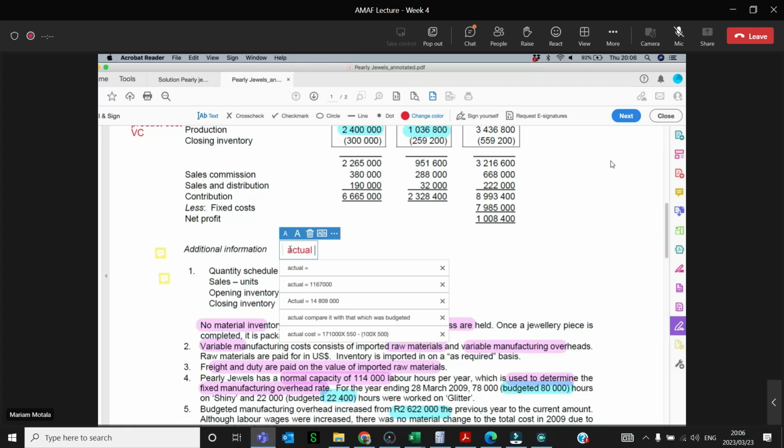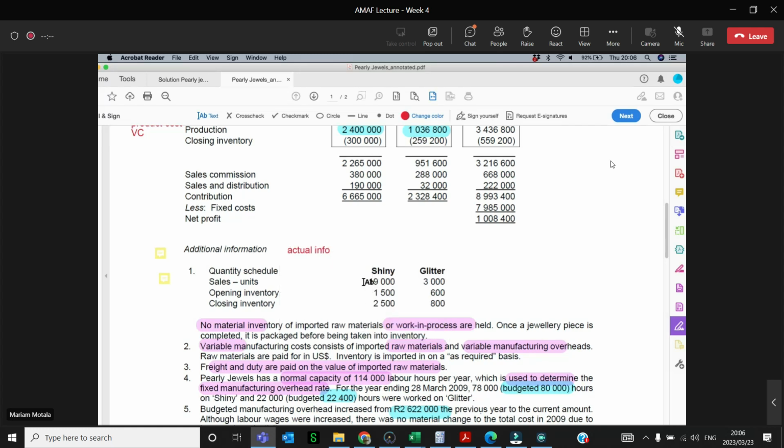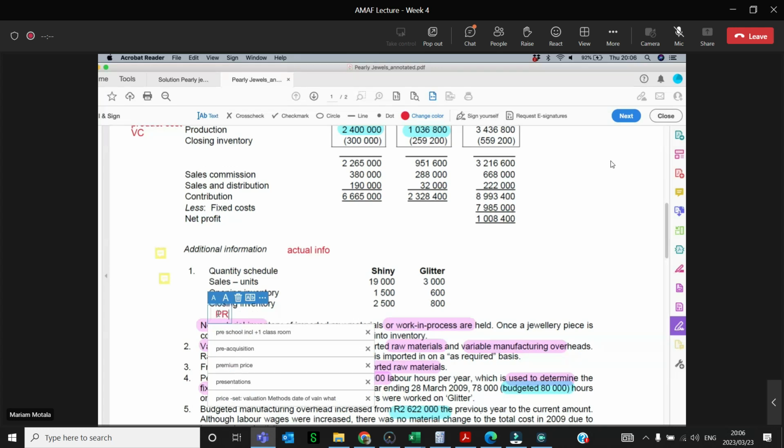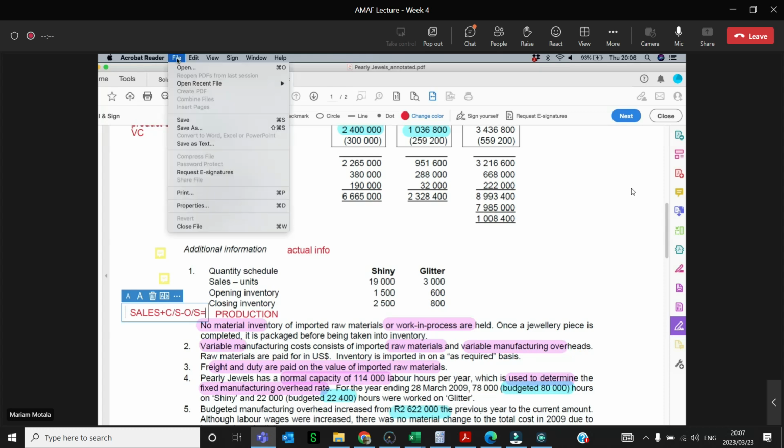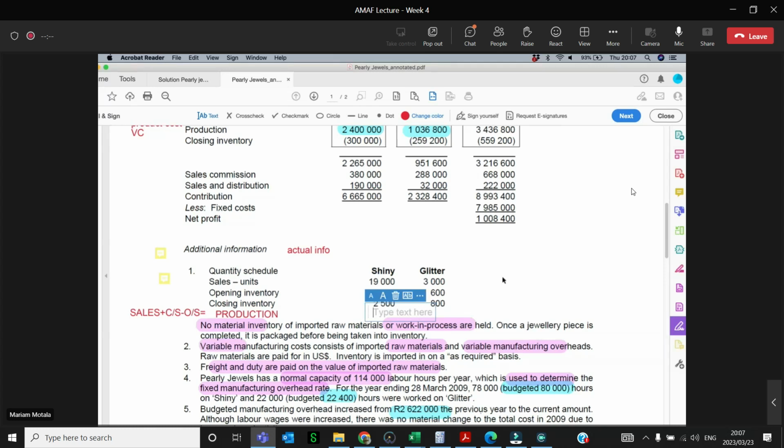So immediately now, if you go below and you look at the quantity schedule, now this is providing us the actual information. If it provides us the actual information, we have the sales, we have the opening inventory. What are we in a position to compute now? Production. So our production will be what? If we take our sales, we add our closing stock, and we subtract our opening stock, we'll be in a position to come up with our number of units of production at the end of the day. So 19 plus 2.5 minus 1.5, what are you going to get here? 20,000. You can double check that. 3 plus 8 minus 6, we've got production units.